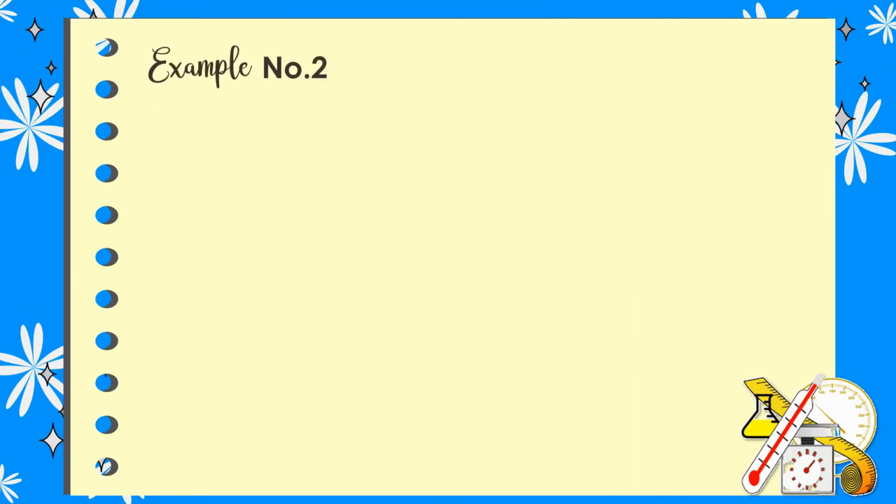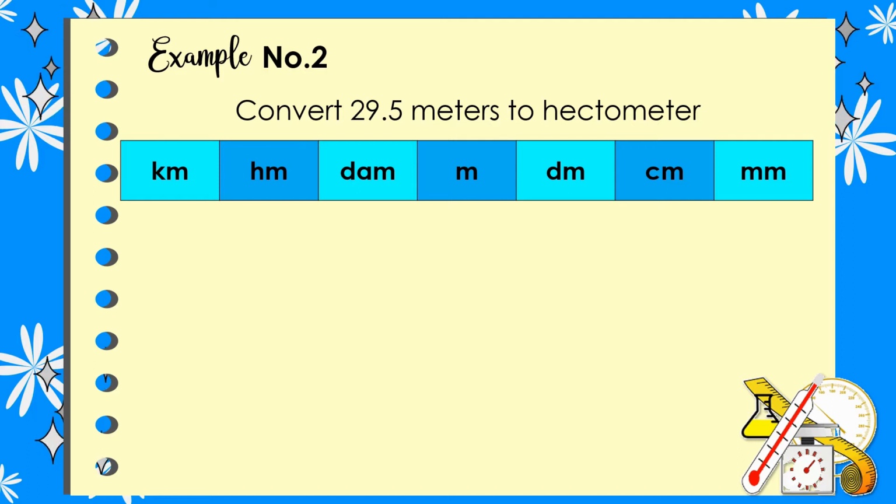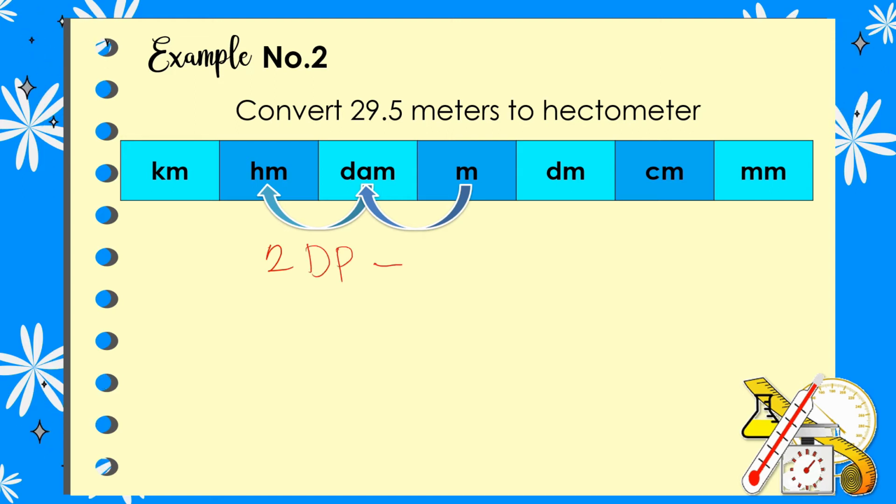Yan, mag-convert pa tayo. Example number 2, convert 29.5 meters to hectometer. Gamit pa din ang ating metric converter, tingnan natin kung gaano kalayo yung distansya ni meter kay hectometer. 2 units away pa rin, pero napansin nyo ba iba na ang direction natin? Yes, so katumbas na yan ng 2 decimal places, but ang direction natin ay naging to the left.